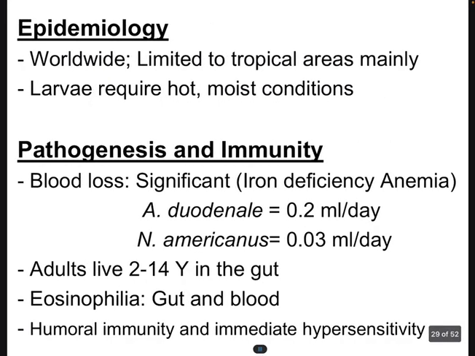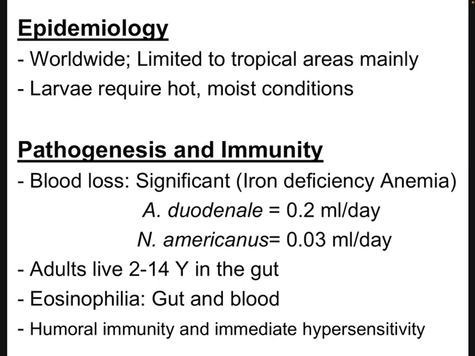Epidemiology: worldwide, limited mainly to tropical areas. Larvae require hot, moist conditions, available in the Middle East and Africa. Pathogenesis and immunity: blood loss is significant. That is why it can lead to iron deficiency and anemia. Ankylostoma duodenale: each worm can cause 0.2 ml per day of blood loss. See here, you are talking about hundreds of thousands of worms. Necator americanus: 0.03 ml per day.